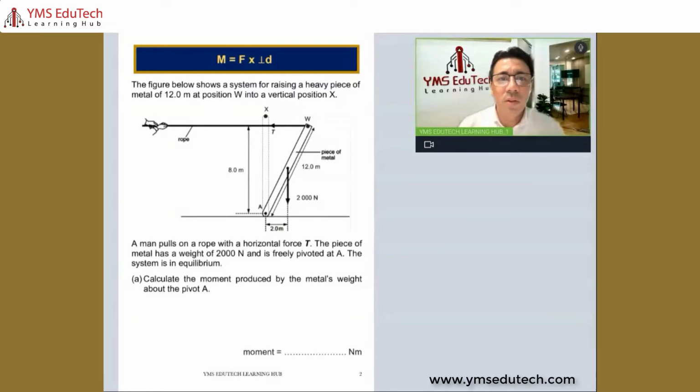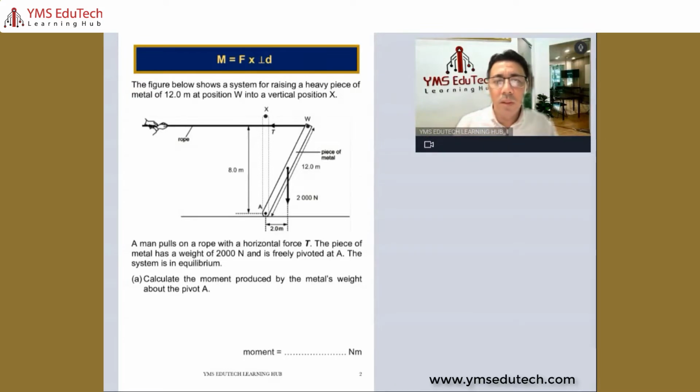The figure below shows a system for raising a heavy piece of metal of 12 meters at position W into a vertical position X. A man pulls on a rope with a horizontal force T. The piece of metal has a weight of 2000 Newton and is freely pivoted at A. The system is in equilibrium. Part A, calculate the moment produced by the metal's weight about the pivot A.